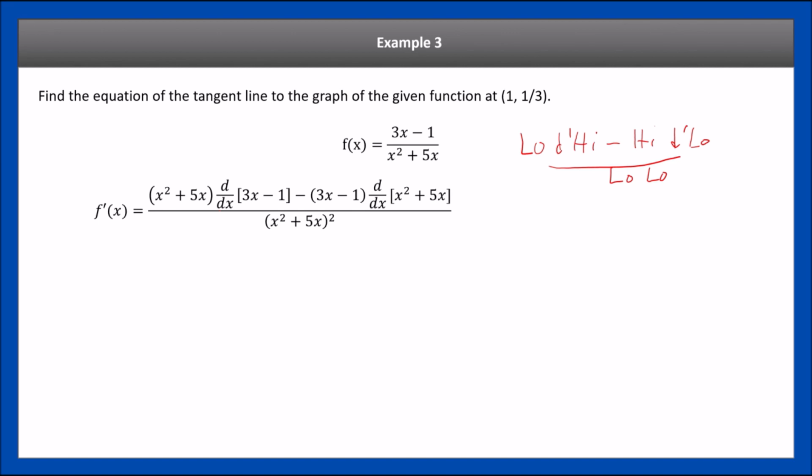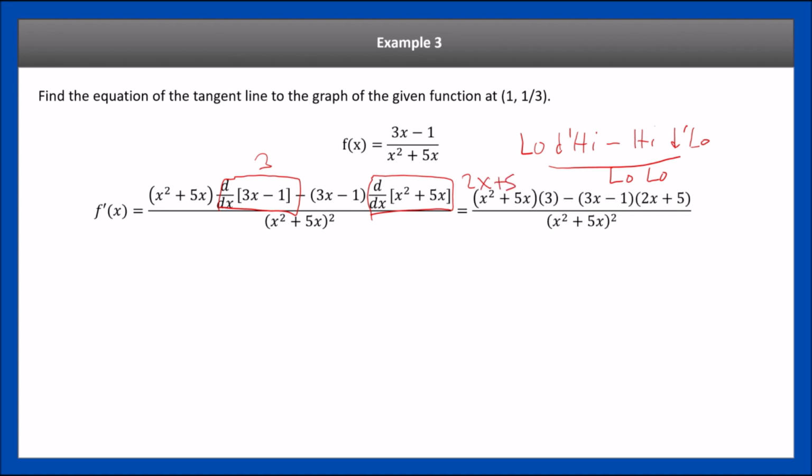All right, so take the derivative of this. The derivative of this is just 3. And the derivative of this is 2x plus 5. We're going to do that in the next step. So that's what we got. And next, we're going to distribute the 3. Distribute the 3 here and here, and then FOIL this, of course. And we get the next step. And then we're going to combine like terms.